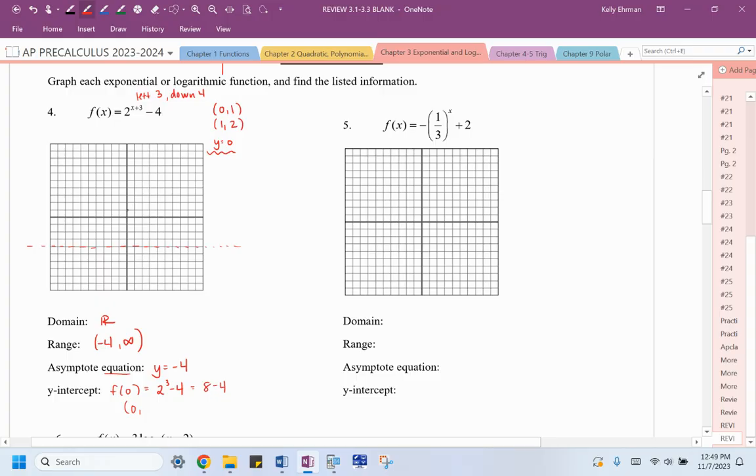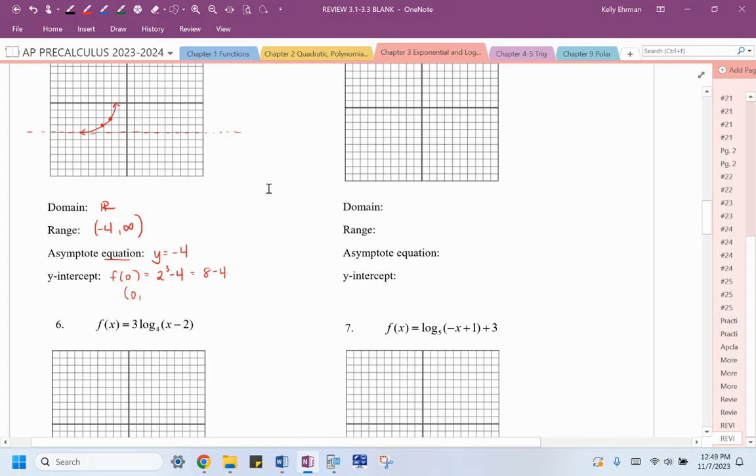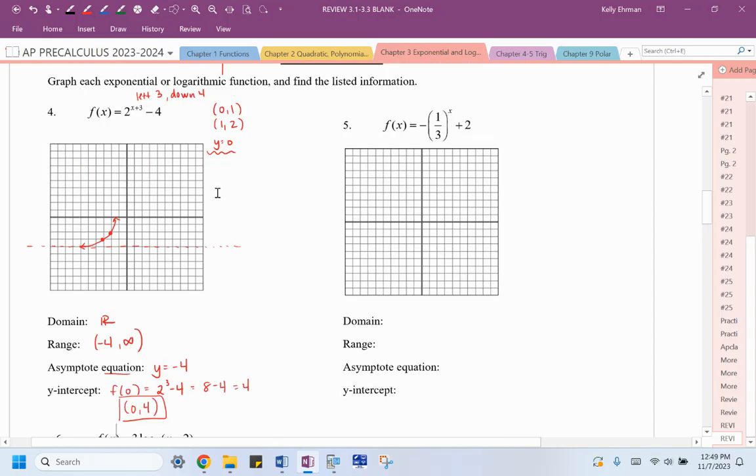Let's try this again. The point that was at 0, 1 goes left 3 and down 4. There we go. And the point that was at 1, 2 goes left 1, 2, 3 and down 4. There we go. So here's a great example of, hey, I didn't plot enough points to get a nice answer. Now I know when I plug in 0, I get 8 minus 4. So the y-intercept is at 0, 4. Good to know. I could plot that on there if I wanted to help my curvature, but I don't necessarily need to.